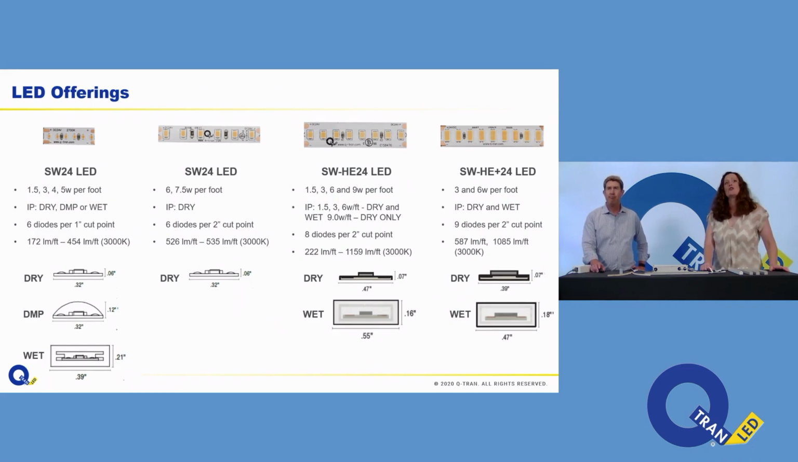Sure. So the SW24 has 6 diodes per cut point, either a 1-inch or a 2-inch cut point, because our 6 and our 7.5 watt per foot product use a larger chip, but are consistent in color and dimming curve and chip quantity. Then our HE24 is 8 diodes per 2 inches, and our HE plus 24 is 9 diodes. So the plus just means plus 1 diode. Just a little bit more. Plus 1 diode. Yeah, and it's not just the more diodes, but it's also the resistors and drive current.